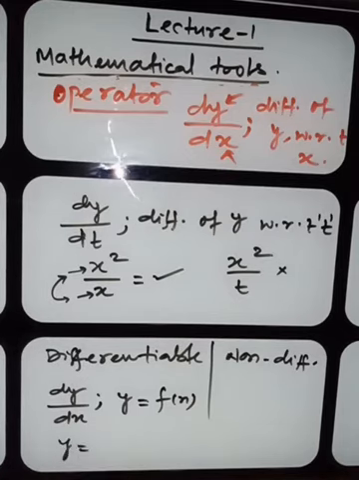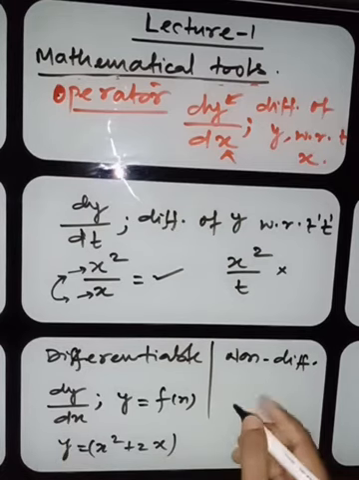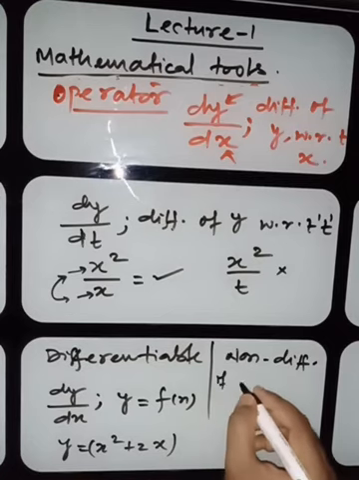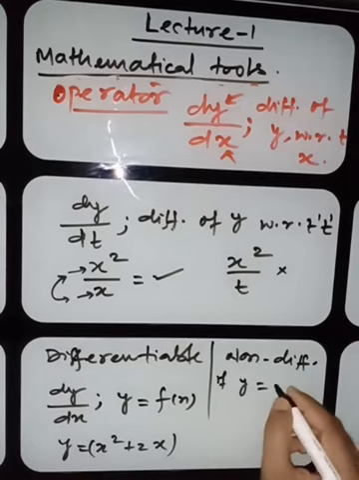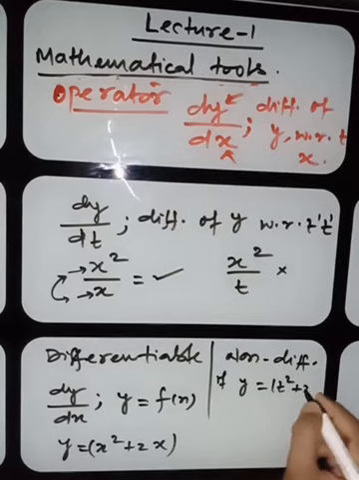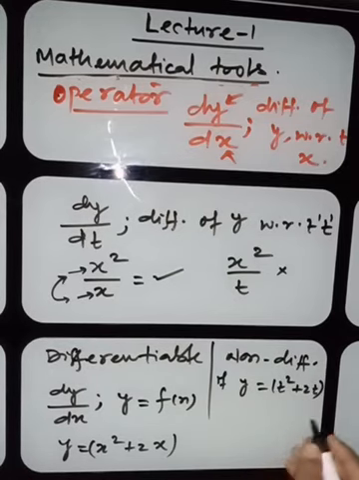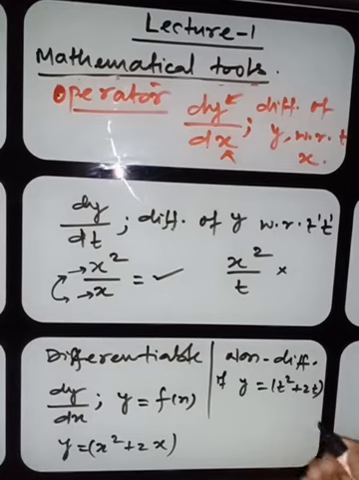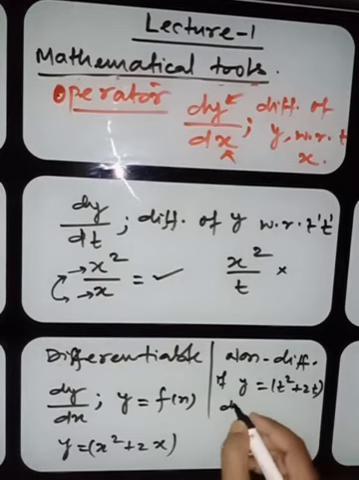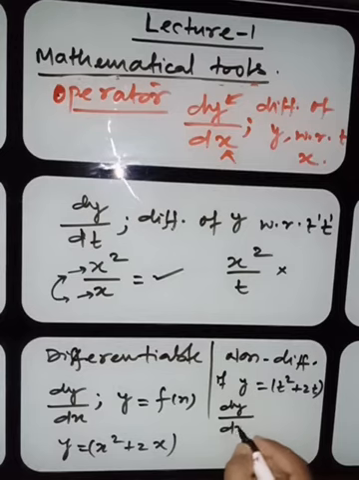If y is represented in this way, x square plus 2x, then you can differentiate this x square plus 2x with respect to x. It is differentiable. But if this y is t square plus 2t, or anything like t square minus 2t, then you cannot differentiate it with respect to x. So dy by dx cannot be obtained.